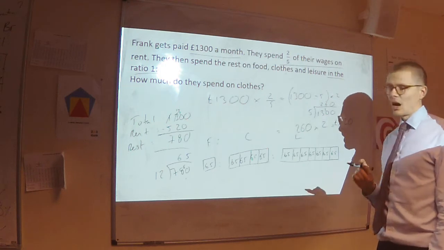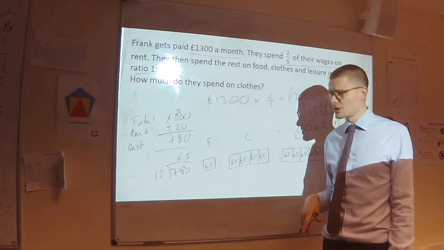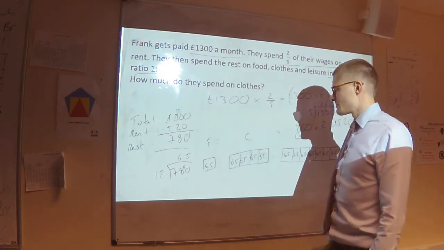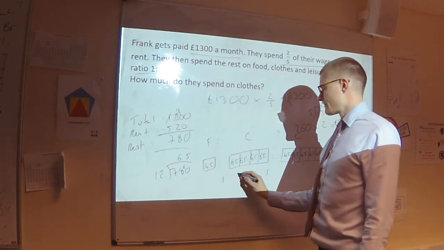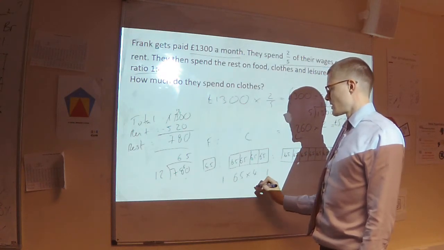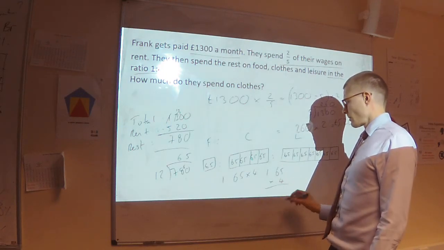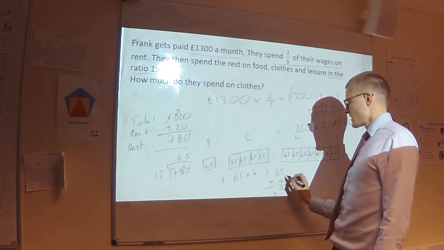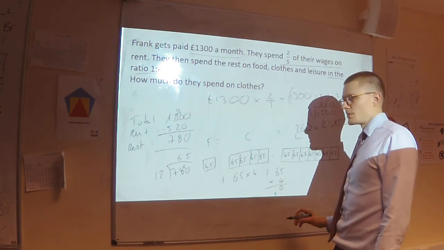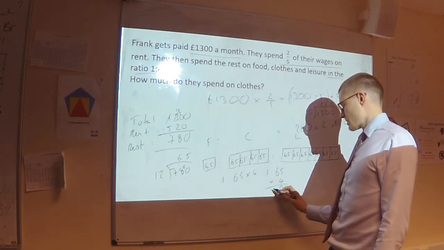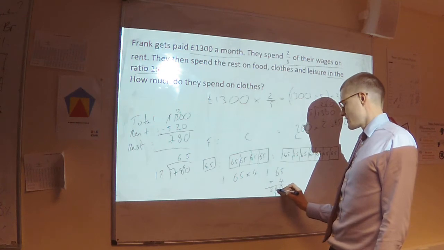Now, I want to return to my question and just double check what I'm being asked. How much money do they spend on clothes? I'm after this bit. So I want to do 65 times by 4. Okay, can do my multiplication. 5 times by 4 is 20. 4 times by 6 gives me 24. Plus 2 gives me 26.